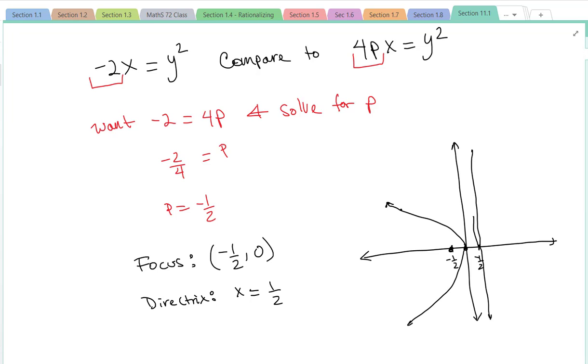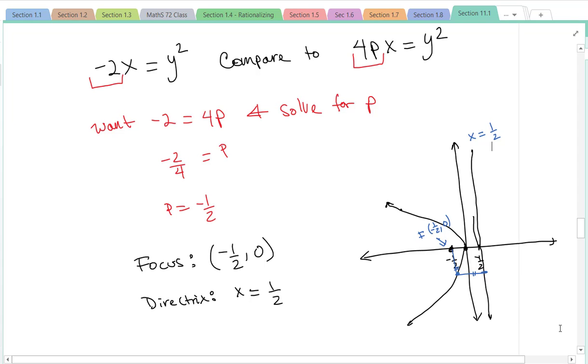And then just kind of make a little drawing to indicate that we understand that that distance and that distance, those distances are the same. And so our focus, that's the point F, negative 1/2, 0, and the directrix is the line x equals positive 1/2.